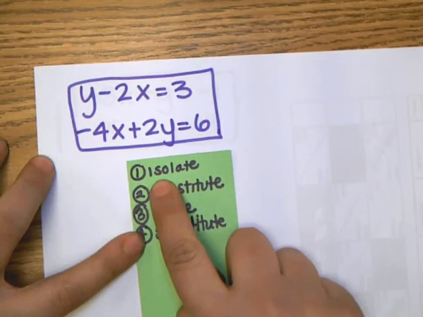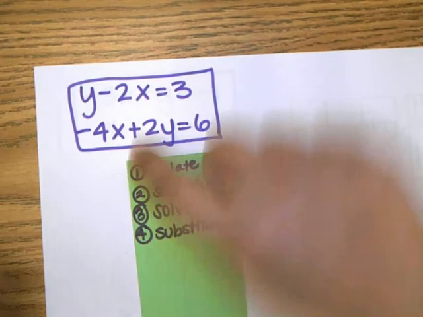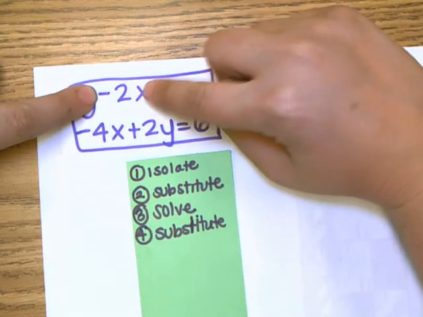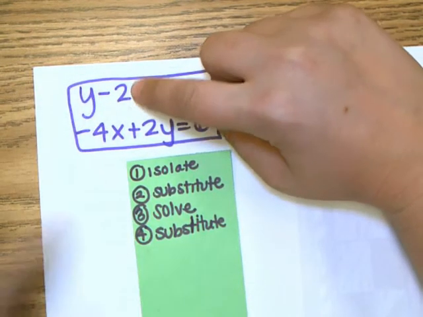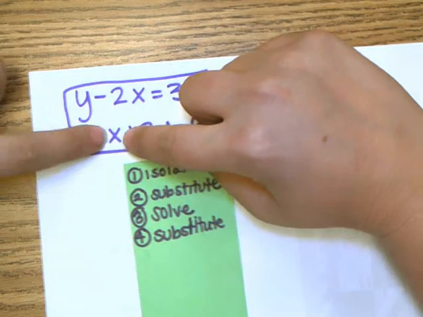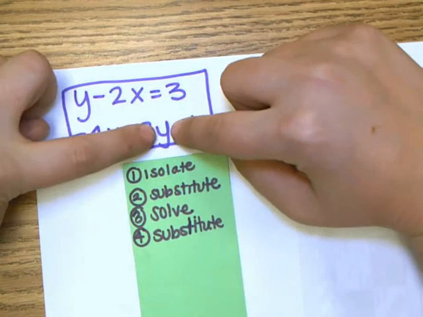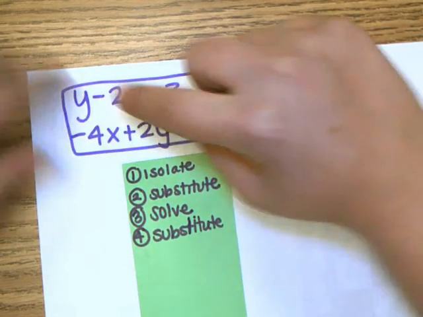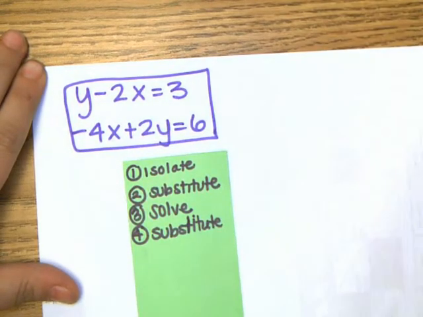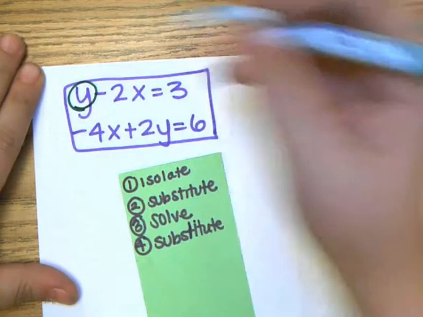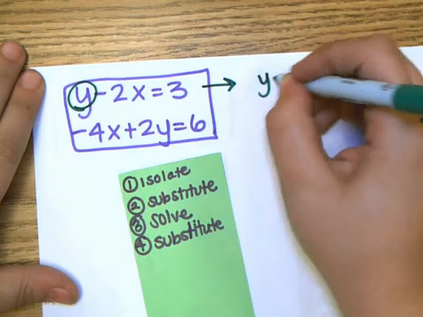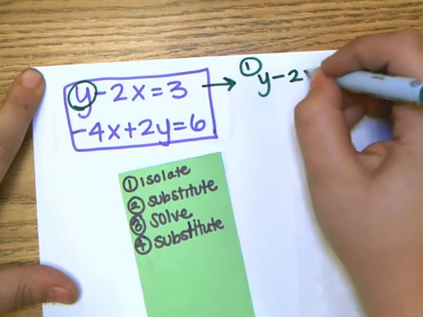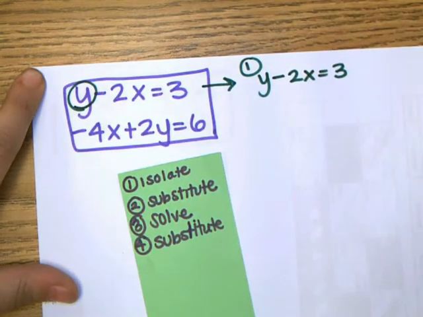Alrighty, so let's go through these steps again. Step 1 is to isolate. So we need to get one of the variables by itself. I would not pick this one because it has a -2 in front. I wouldn't pick this x because it has a -4 in front. And I wouldn't pick this y because it has a +2. The best one would be this one.